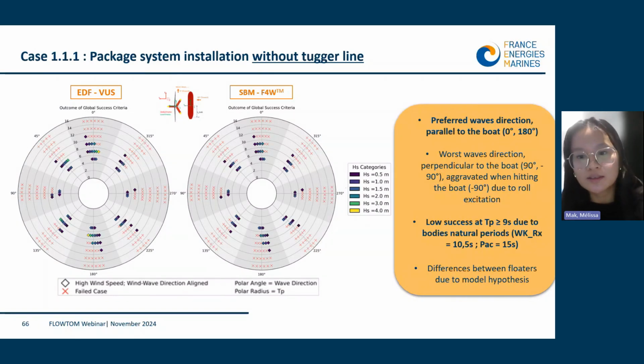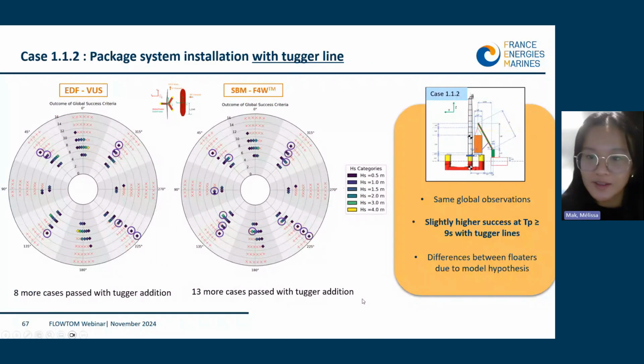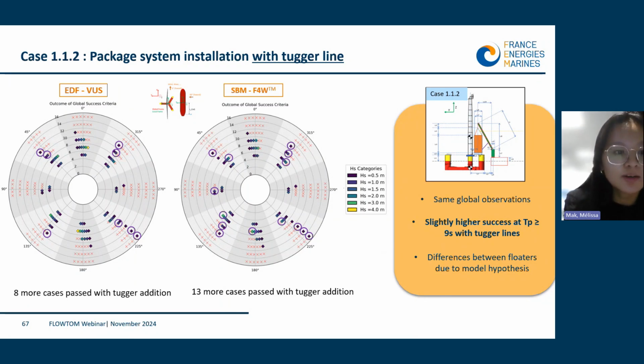So now let's see how the result changed when we add tugger line. In this second case, we can see that we have slightly increased the success rate when we have added 2 tugger lines from the crane boom to the package. We can see that for EDF, 8 more cases have passed when adding the tugger line, and for SBM, 13 more cases have passed.